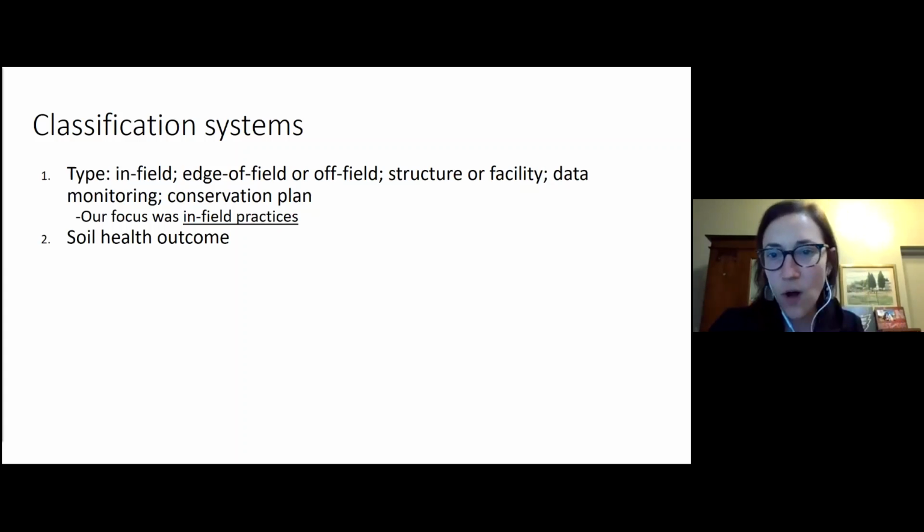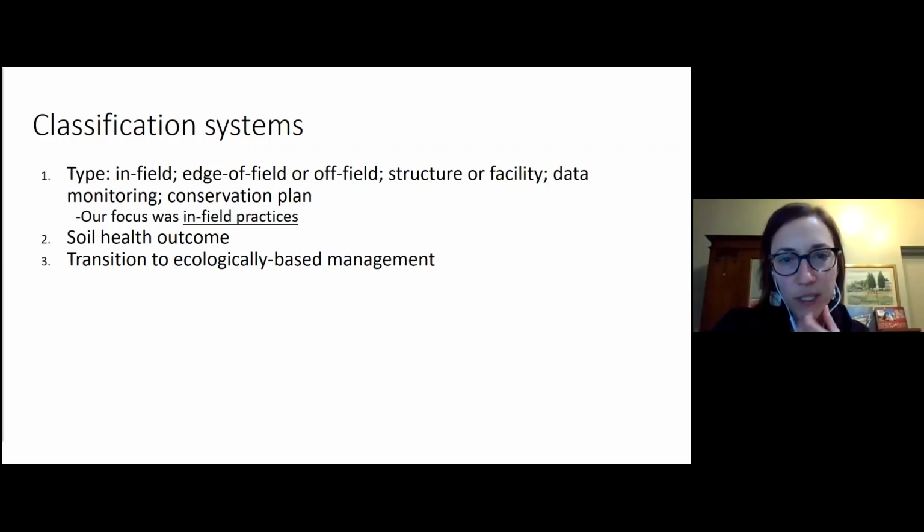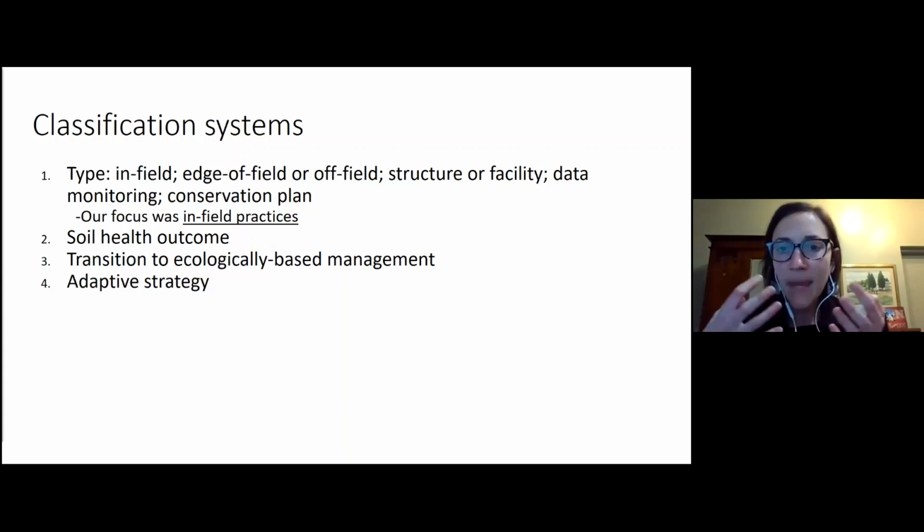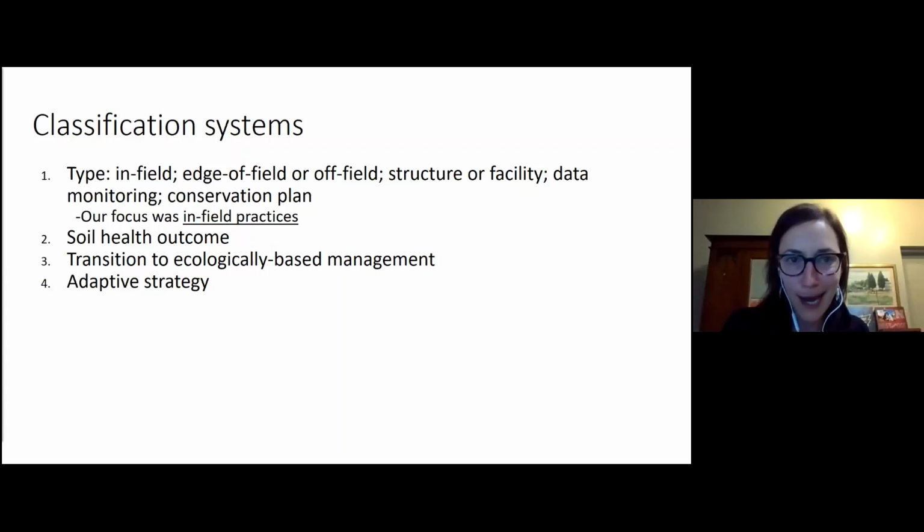And then the second was the soil health outcome. And I'll show you how we ranked these in a way that we felt the practice had the potential to reduce erosion or disturbance and increase biodiversity. And then the third was a transition to ecologically based management, which we classified using the principles of agroecology, which I'm going to describe in more detail. And then the final is the adaptive strategy. And so this is essentially grouping practices based on a continuum, based on the potential to expand adaptive capacity or confer resilience on a field or farm.